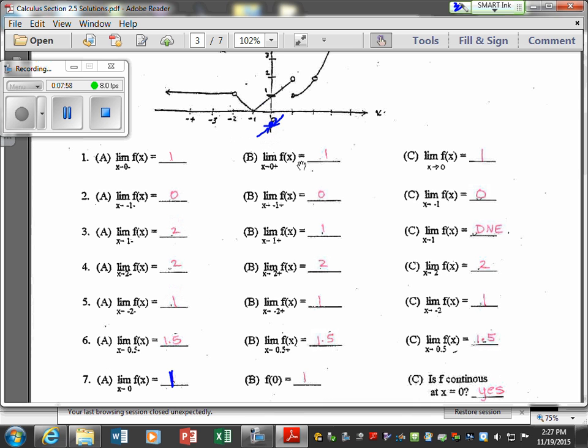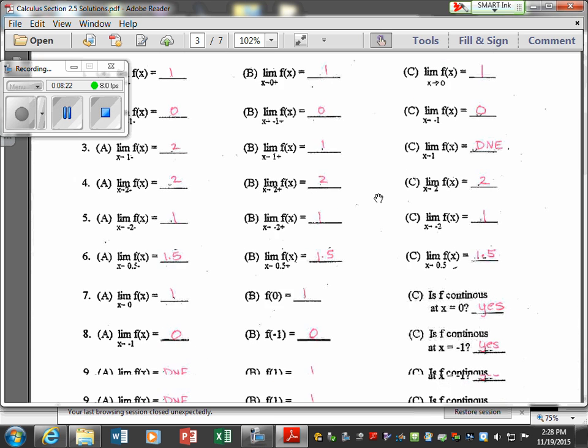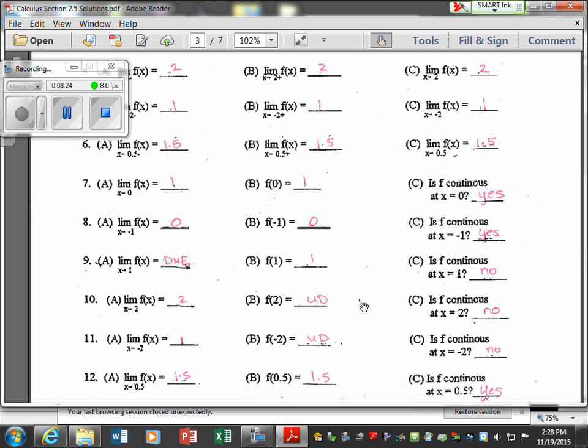What is the function evaluated at 0? Well, that's also 1. And by definition of continuity, we said if the limit of f of x as x approaches 0 is equal to f evaluated at 0, hence they're the same, then we would say, yes, it's continuous at 0. So this is kind of where you're going with the rest of these. So I'm going to encourage you to just finish those out and look at the solution sheet to work with the rest of them. They're all very much similar in that nature.